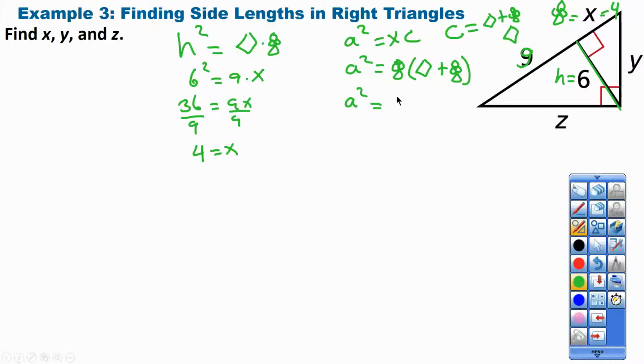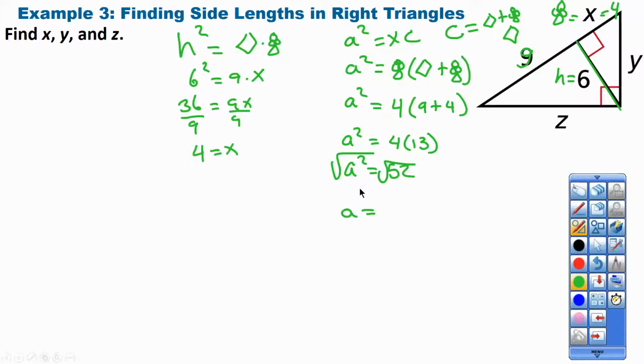So let's go ahead and plug those in. a squared. What is club? Club is a number this time, guys, right? Because we know this whole thing here. So that's going to be 4 times 9 plus 4. And then we go ahead and work that out. 9 plus 4 is 13. So a squared is equal to 4 times 13. And that gives us a squared is equal to 52. Take the square root of this, the square root of this, and we get a is equal to the square root of 52.